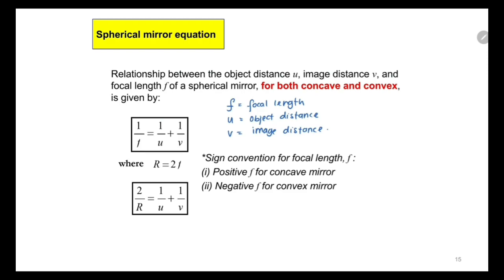Here you need to be very careful with focal length, since focal length has a sign convention, which is positive for a concave mirror and negative for a convex mirror. You also can substitute f with R over 2 into the equation of the spherical mirror, and it turns into 2 over R equals 1 over u plus 1 over v.